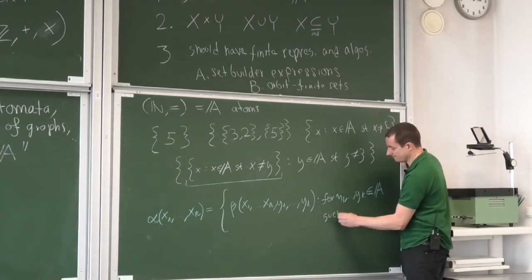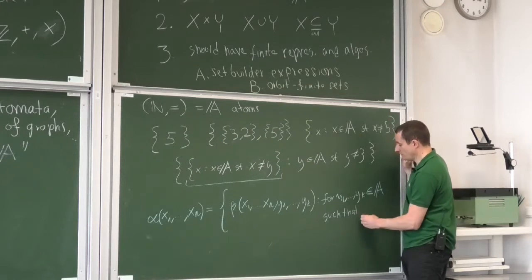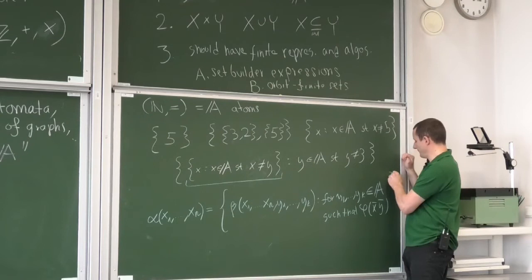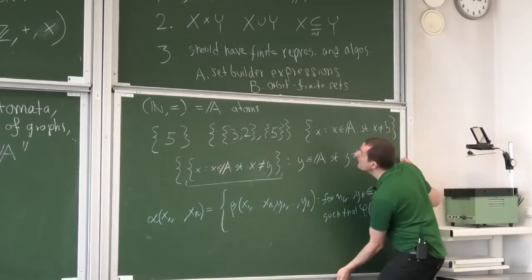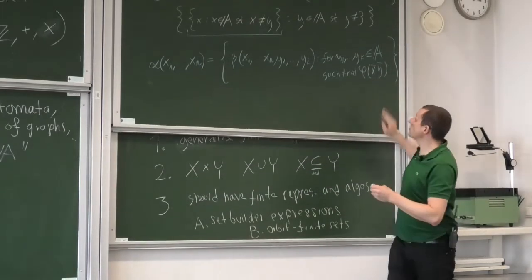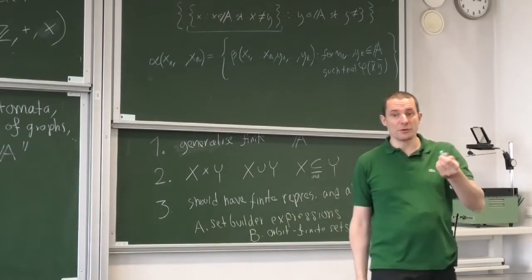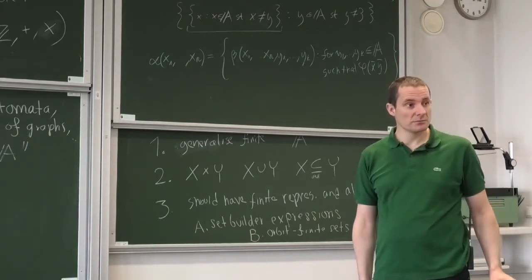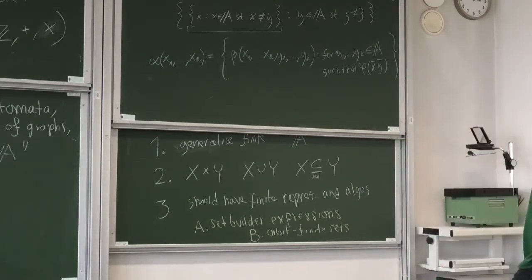such that, and you write a condition, and this condition is in first order logic. So you're allowed to quantify things. Okay? Is it clear? So that's how you construct set builder expressions.